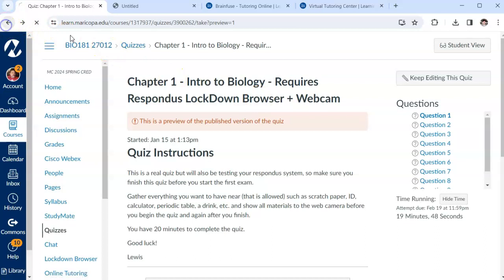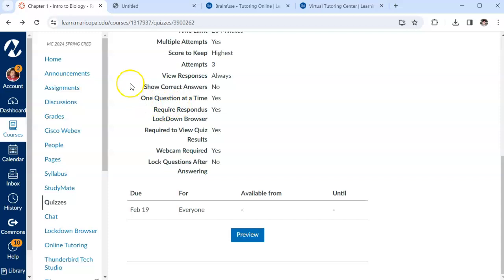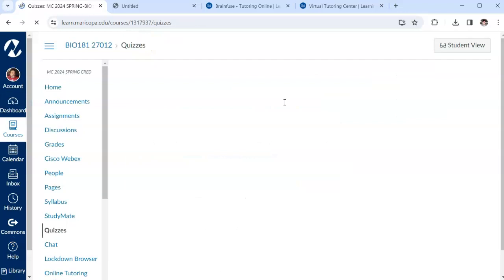I don't want it to be a surprise that you have 1 hour before the test is due and you haven't tried out the lockdown browser. It's not compatible with your computer for some reason. So anyway, that's just the chapter one quiz. The rest of the quizzes are not locked down. It's just a tester. So let's just do chapter two.